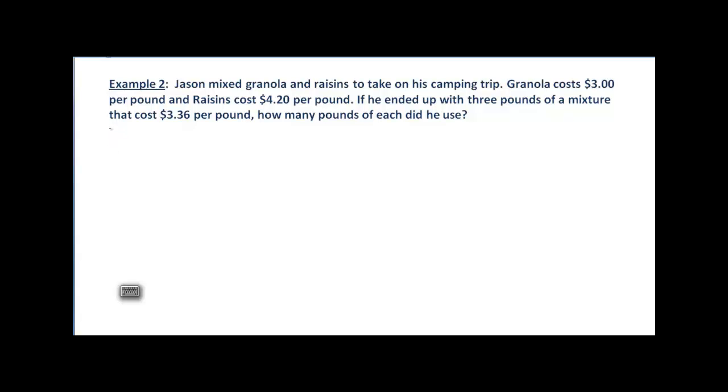We'll say let G equal the number of pounds of granola. And then we're going to let R equal the number of pounds of raisins. Important that you define your variables before beginning the problem. Now let's see what we have.